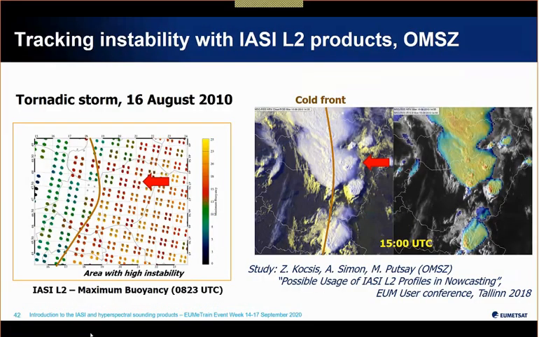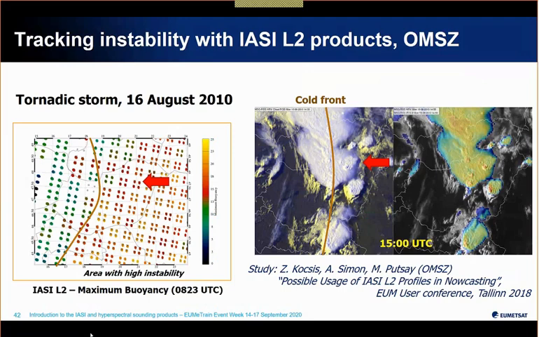Okay. Another example, and we will hear more details later this week, studies conducted at Hungarian Met Services. We're seeing here a situation with a cold front progressing and triggering convection. And here is the maximum buoyancy computed from IASI, and the front is represented here. So we clearly see that there is an area with high instability where it was actually unstable. More details were presented in this presentation to the user conference, possible usage of IASI Level 2 profiles in nowcasting, in Tallinn 2018.